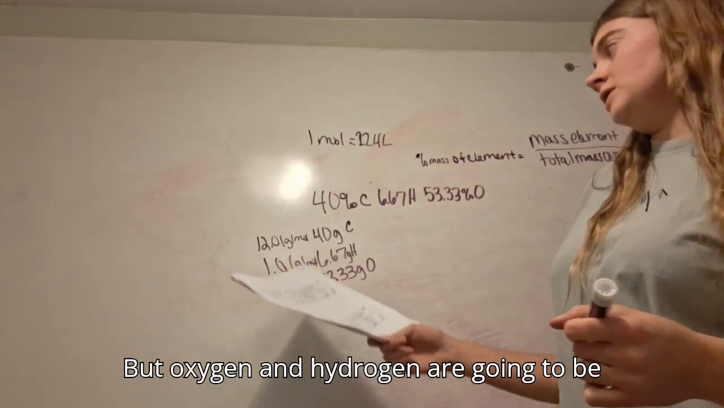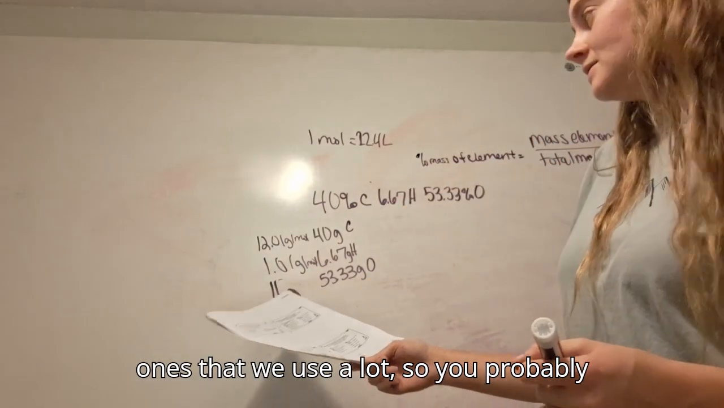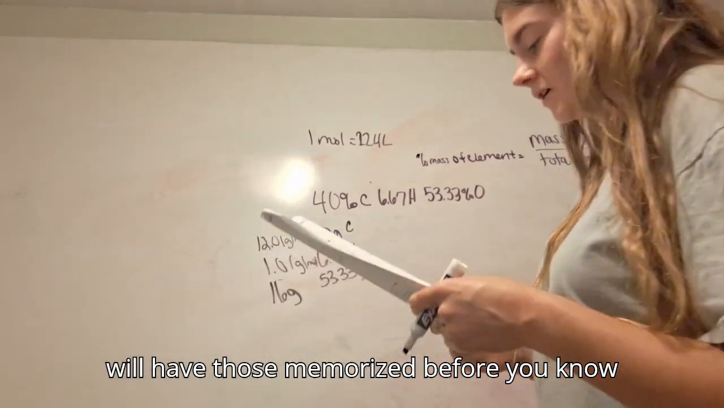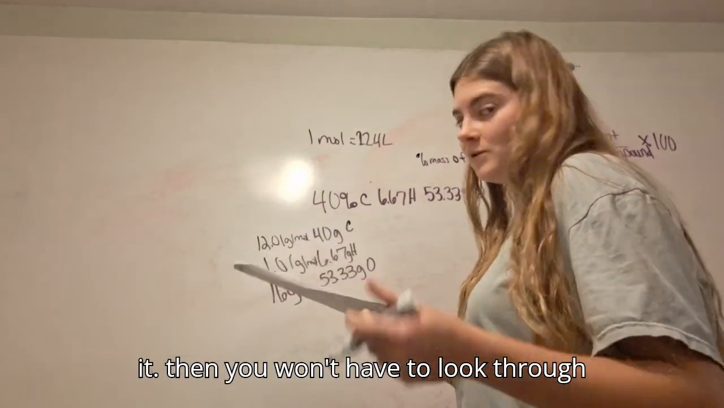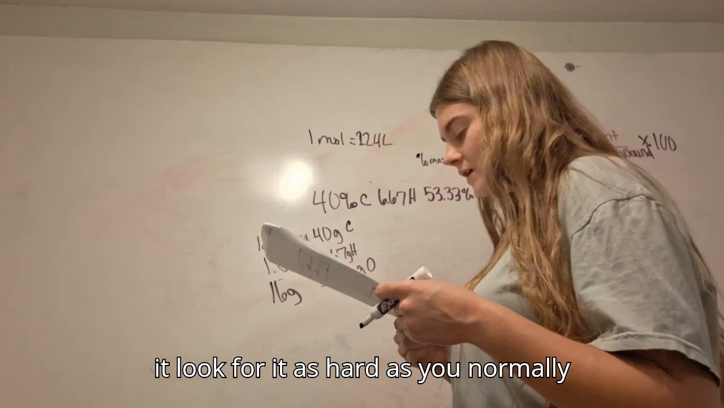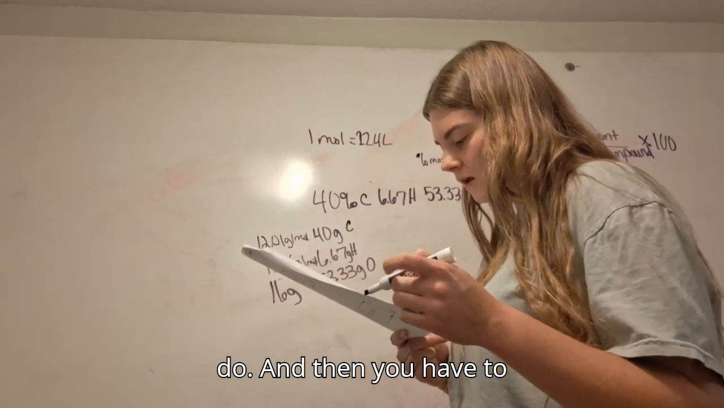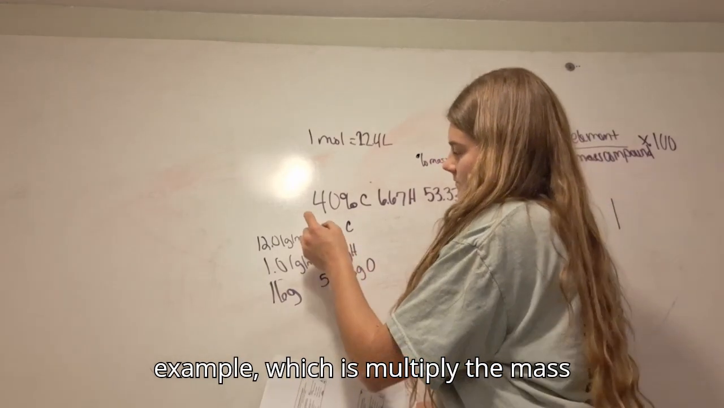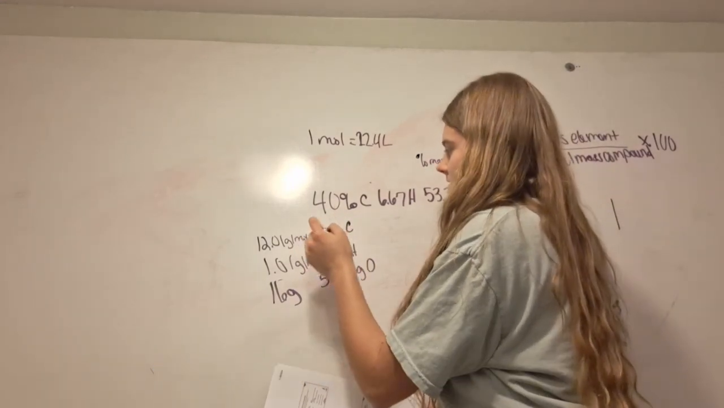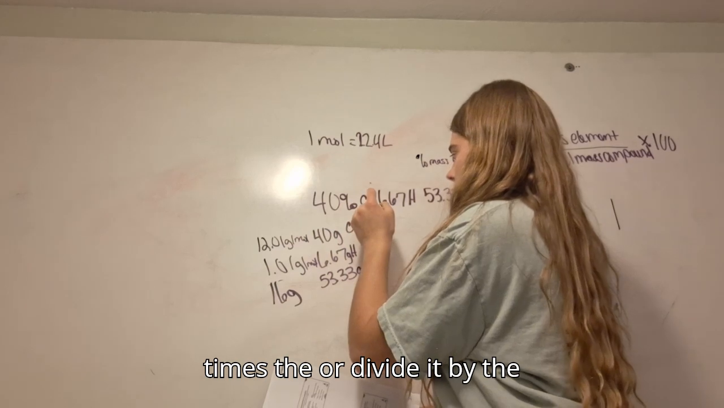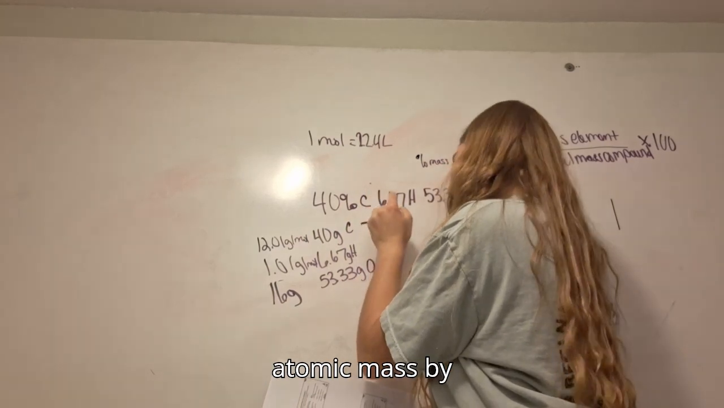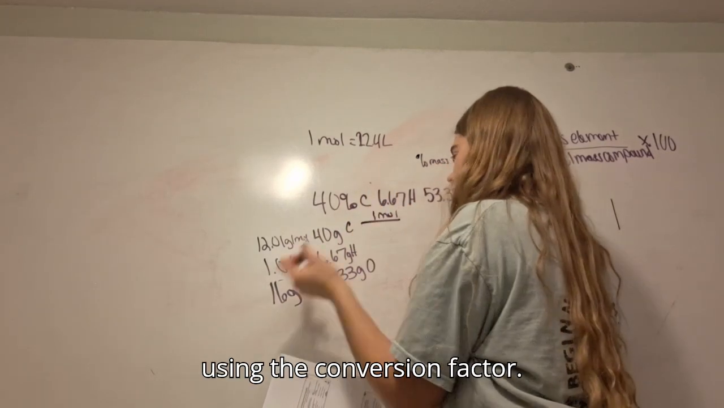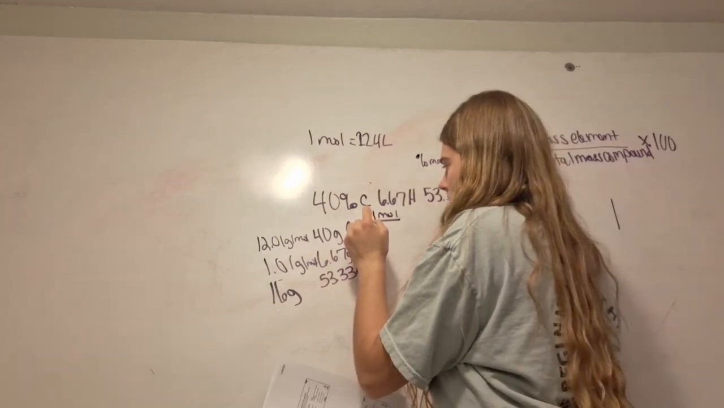Oxygen and hydrogen are going to be ones that we use a lot, so you probably will have those memorized before you know it. And then you won't have to look for it as hard as you normally do. And then you have to do the same thing we did in the other example, which is divide the mass by the atomic mass by using the conversion factor.